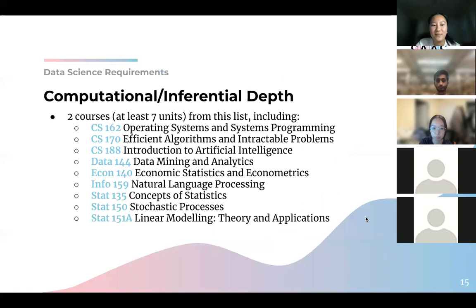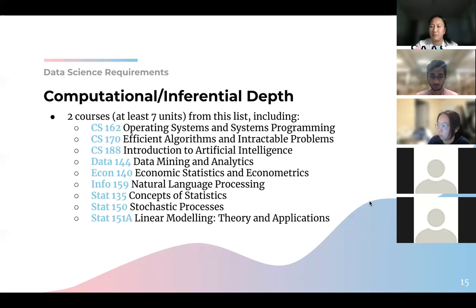Okay. So for your computational and inferential depth, they want you to take 2 classes, but those 2 classes have to make up at least 7 units from this list. They have a much larger list than this actually on the website, but these are some common ones that people will take. And the reason why they say at least 7 units is because several of these classes are 3 units. So for example, Data 144, data mining and analytics is a 3-unit class. So you cannot take 2 3-unit classes. You have to take at least a 3-unit and a 4-unit to fulfill this requirement. Otherwise, you'll have to take another class.